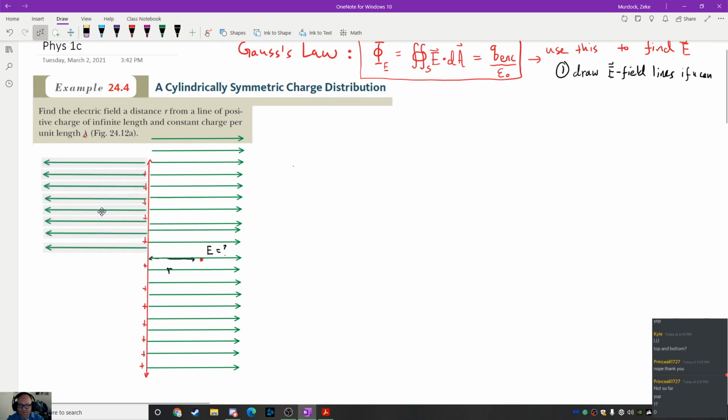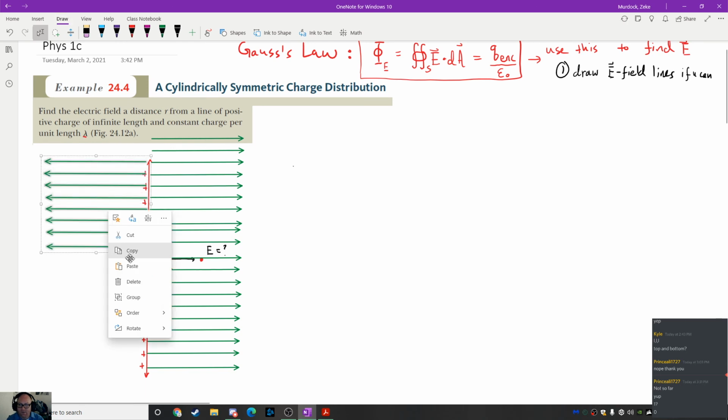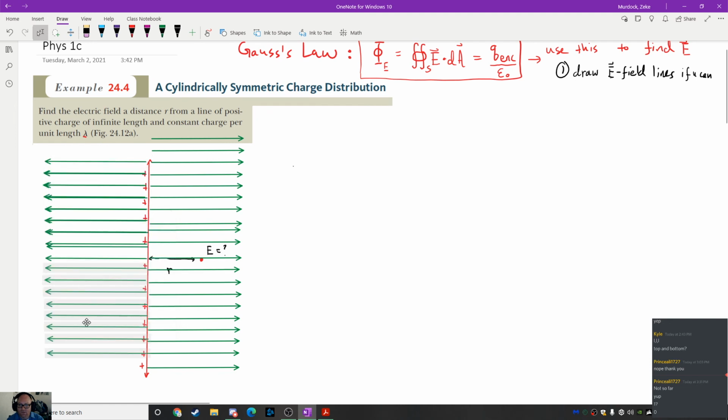I'm drawing way too many lines here, I guess. Copy, paste. Copy, paste. Okay, so those are kind of like what our field lines look like, right? Something like that. Delete some of these extra ones.